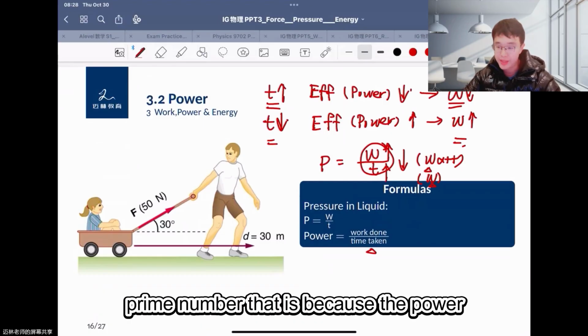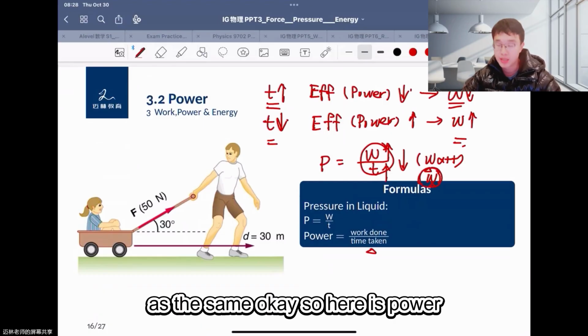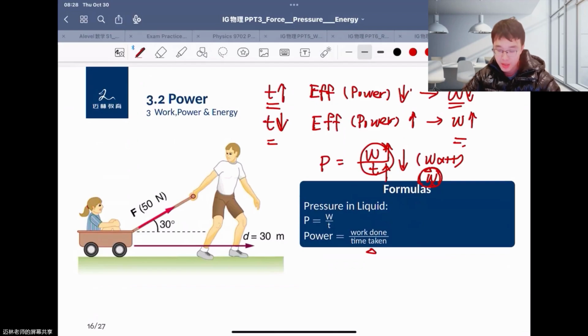Like it's a very correct number. That is because the power is the same. Okay, so here is power.